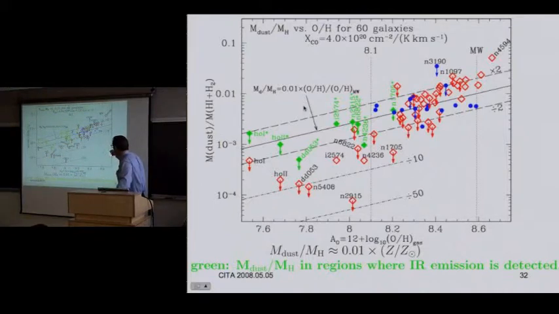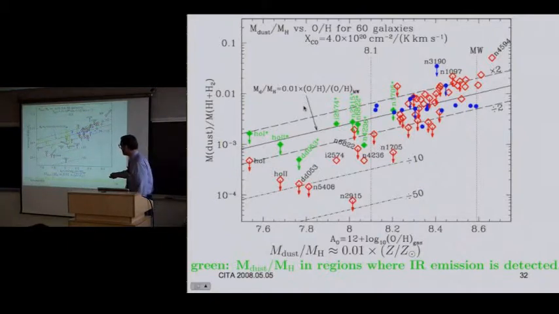The blue symbols here are the ones where, in addition to the Spitzer observations, we have the submillimeter, the SCUBA observations. So those ought to be the best constrained ones. And you see they also fall within this factor of 2 envelope for the most part. So what this is telling us is that galaxy after galaxy, at least above this metallicity line, have about the same fraction of their metals in dust grains, because the dust mass is proportional to the oxygen mass, right?